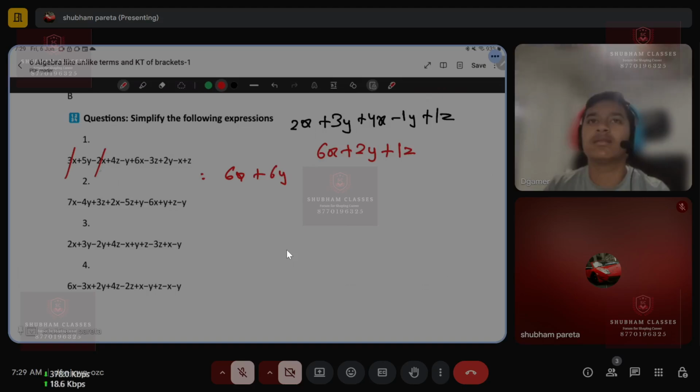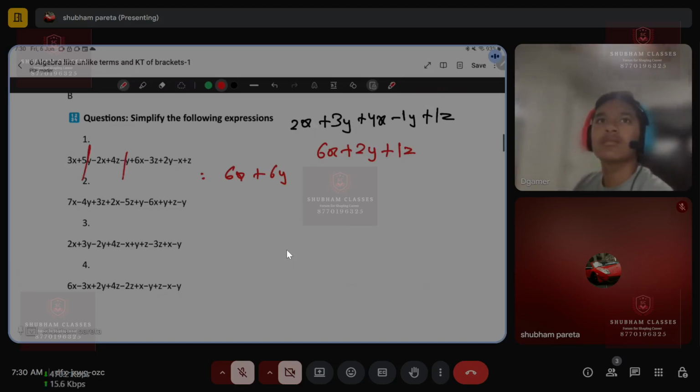It is x. Yes, it is x. 1 plus 7 minus 1 is 6. Then for y it is 5 minus 4 plus 4 minus 1, which is 6. Yes, correct. 6x plus 6y.